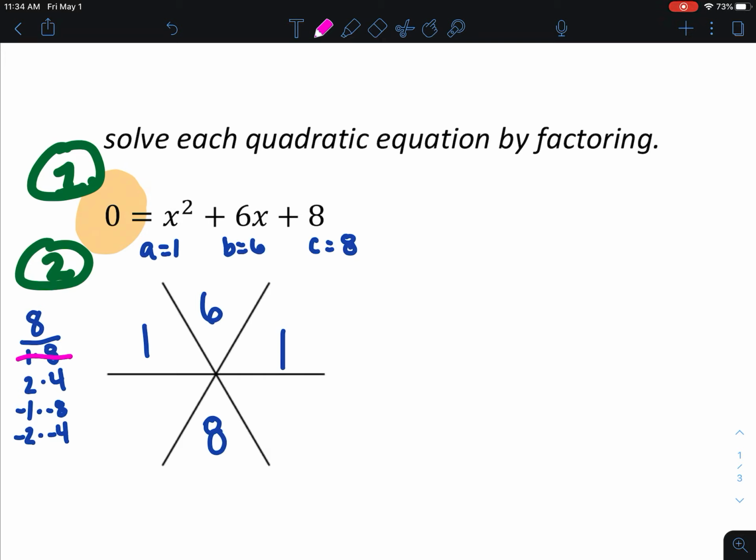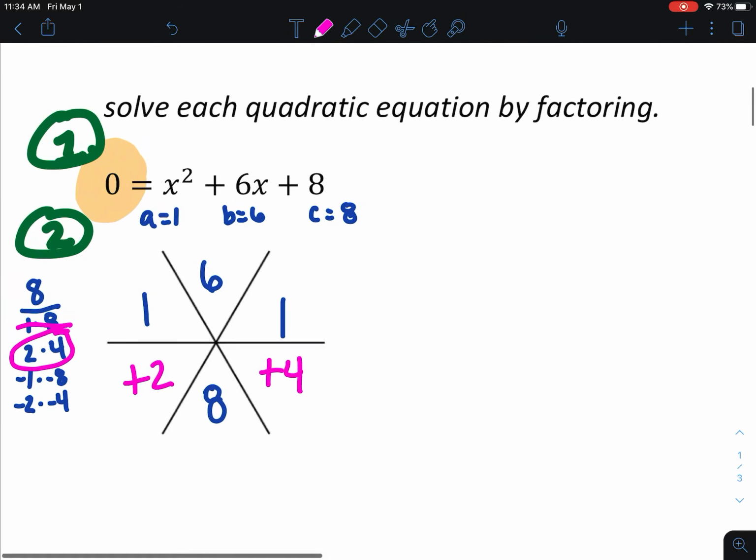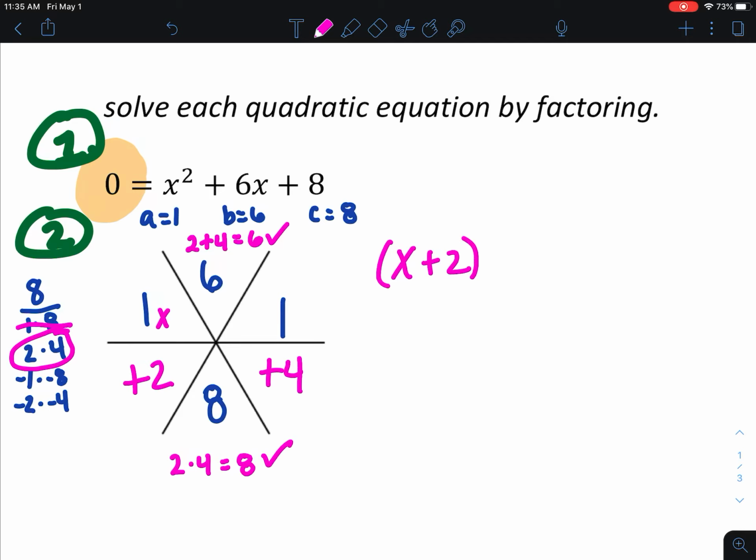So 1 plus 8, nope, that's 9. 2 plus 4, that's 6. I think that could be the answer. Let's try it out. Positive 2 and positive 4. And remember, double check. 2 times 4 equals 8, so I'm good here. 2 plus 4 equals 6, so I'm good there. Alright, so my 2 factors: 1x plus 2, and another factor is 1x plus 4.